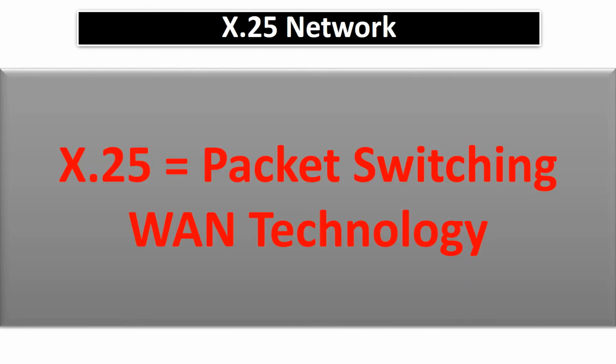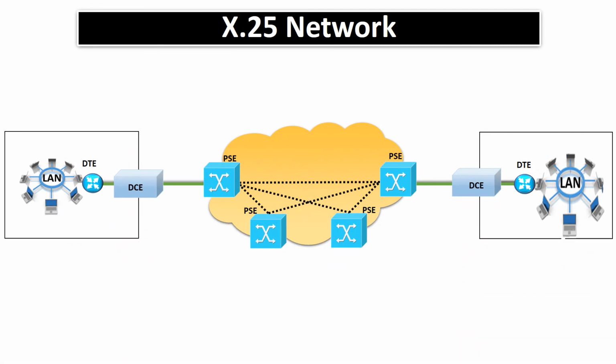X.25 is a packet switching WAN technology. X.25 network devices fall in three common categories: PSE, that is Packet Switching Exchange, DCE, that is Data Circuit Terminating Equipment, and DTE, that is Data Terminal Equipment. Notable is that packet switching exchanges constitute the majority of network. It transfers data from one DTE to another through the X.25 network.